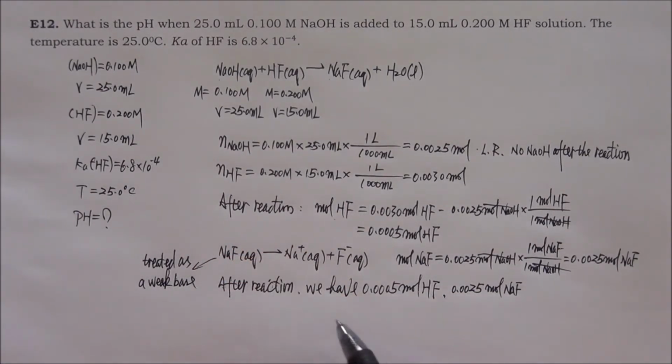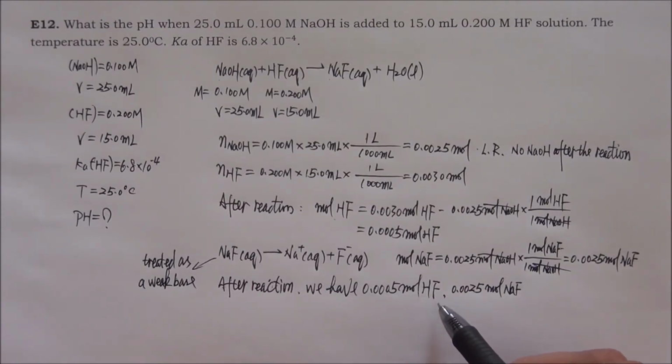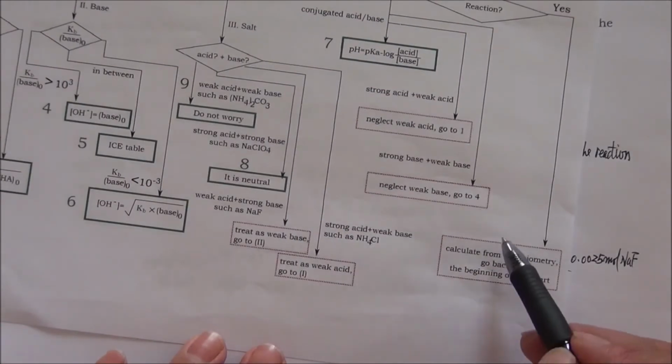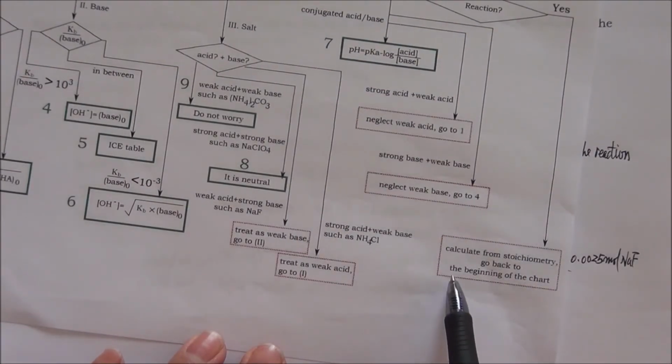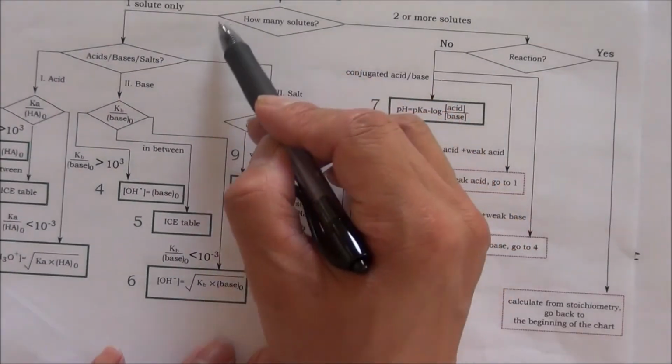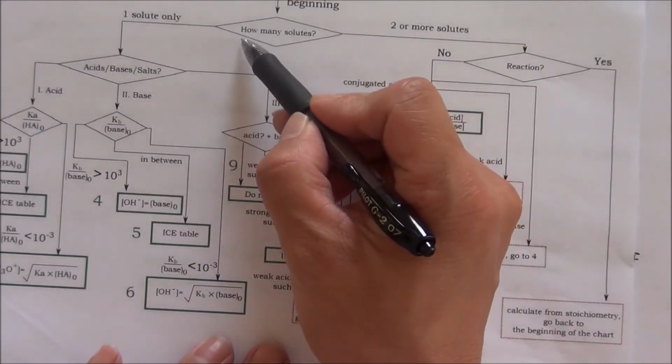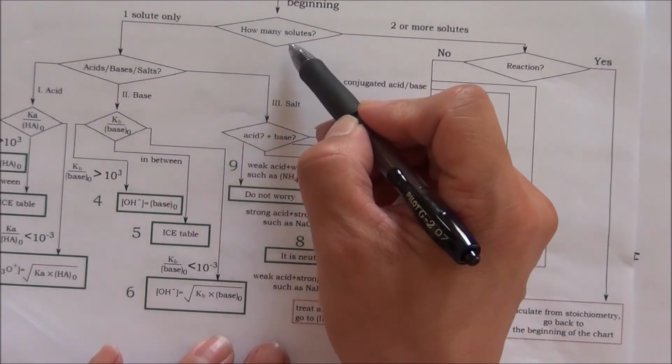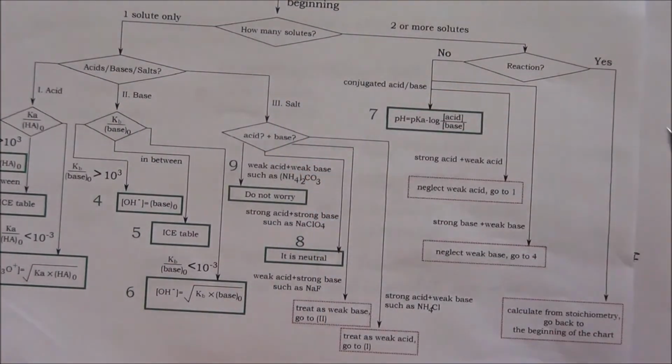After the reaction, we have 0.0005 moles of hydrofluoric acid and 0.0025 moles of sodium fluoride. According to the flow chart, we need to go back to the beginning of the chart, which is here. In the final solution, we have a sodium fluoride and hydrofluoric acid. Therefore, we have two solutes.